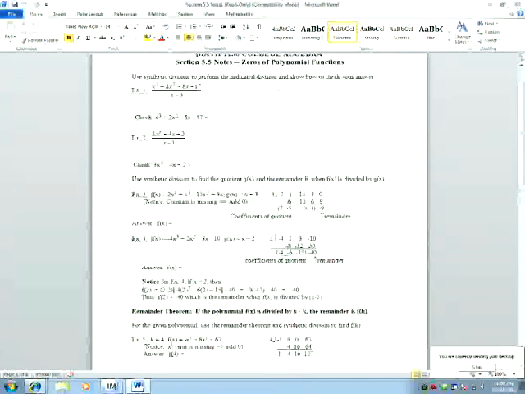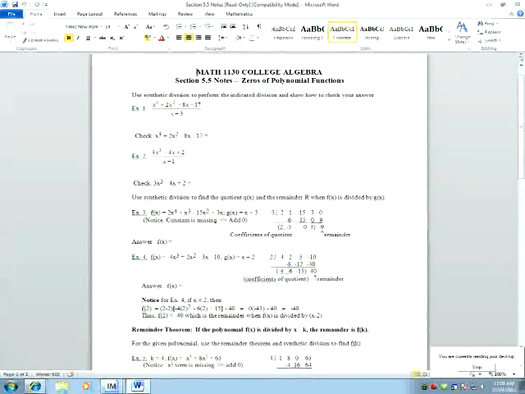In 5.1, what we just finished, we graphed higher order polynomials. Now I can graph polynomials that are 5th degree or 7th degree or 99th degree, but I can only find the x-intercepts if it's given to me in factored form or if it's something I know how to factor.